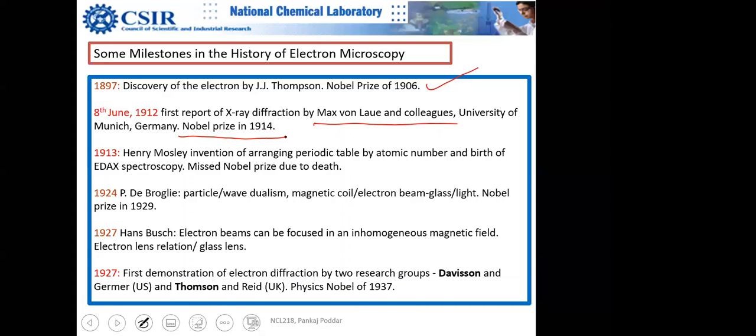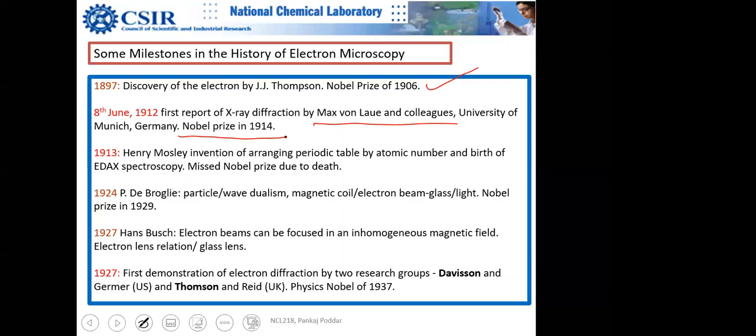So the first crystal structure solution was given, I think all of you know, by Bragg, father and son. They solved the crystal structure of copper sulfate, and they gave a simple equation, lambda is equal to 2d sine theta, which we still use.